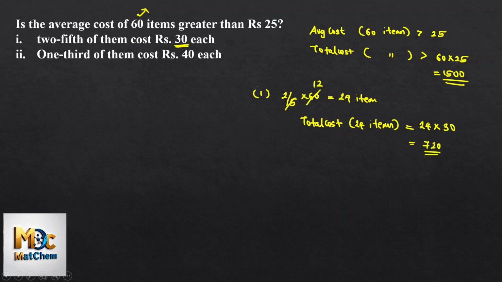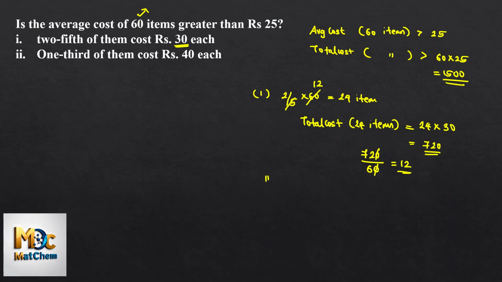So we can identify that the total cost of 2/5 of the items is 720, but we cannot say whether the total cost will be greater than 1500 or not, or whether the average cost of 60 items will be greater than 25 or not. Why? We don't know the cost of the remaining 3/5 of the items. If you assume that the remaining items have zero cost, then 720 divided by 60 is 12 rupees. That means the average cost will become 12 rupees. So we cannot answer it. Yes or no is not a possibility.